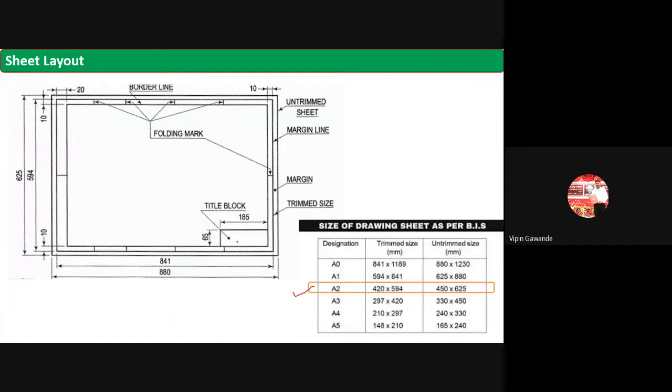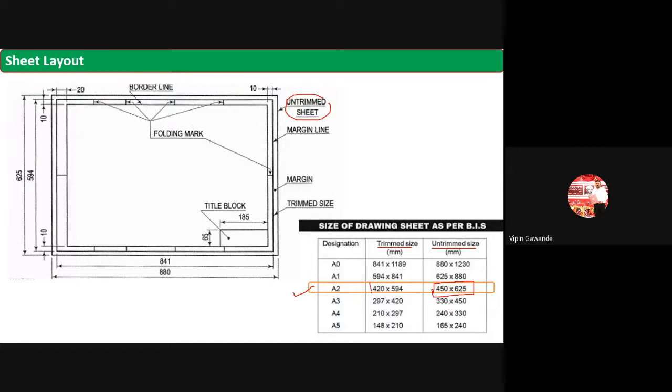We have seen the initial size. The initial sheet is in the form of an untrimmed sheet, which is the bigger size. We have to use the trim size. Remember these two names because they are also important. Untrimmed size is the maximum size of that sheet. Suppose you take an A2 sheet: it will be 450 by 625 in the untrimmed size.